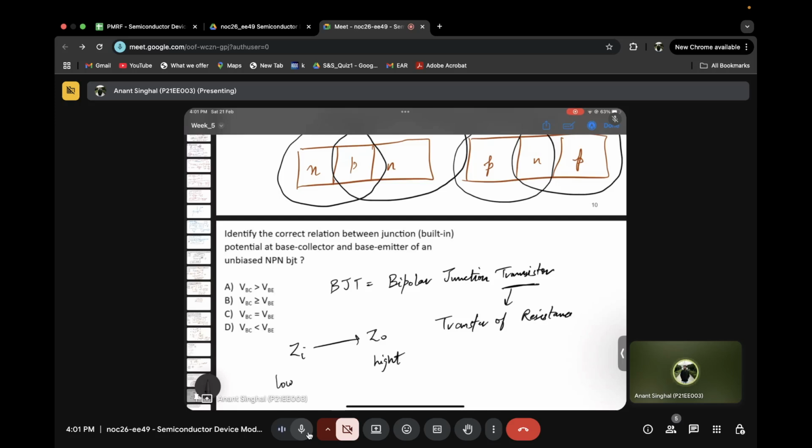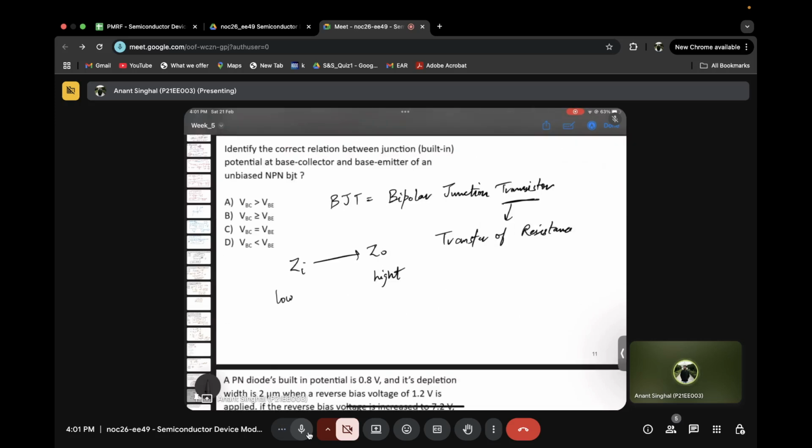Transferring of resistance is what transistors actually do. So BJT is nothing but a three-terminal device. As I said, it is of two types, either NPN or PNP. It has three terminals, namely base, collector, and emitter. The input is base, the output is collector, and the third terminal is emitter.